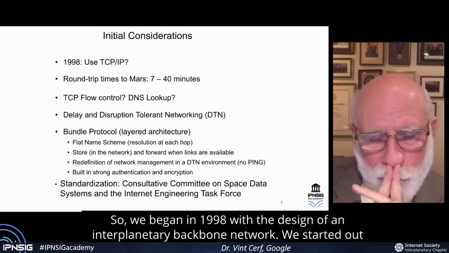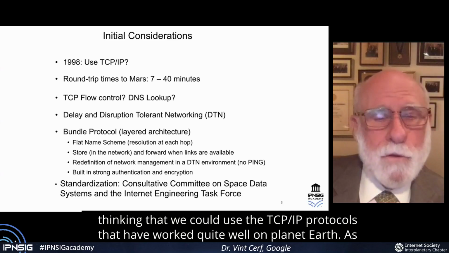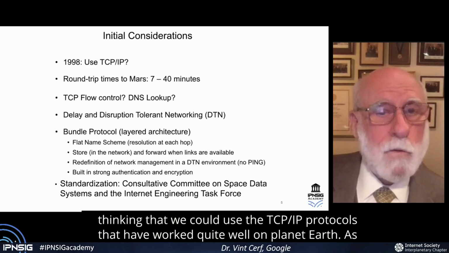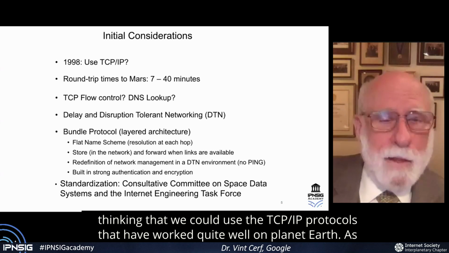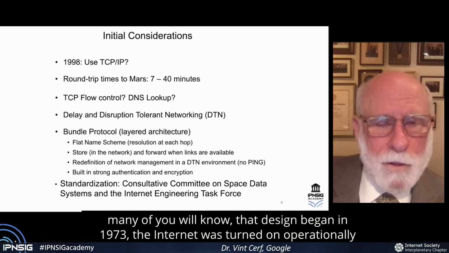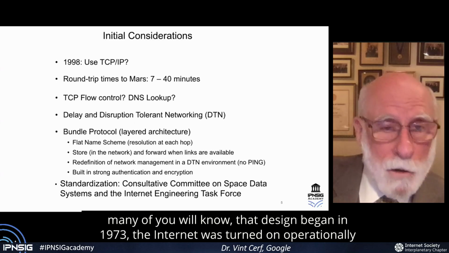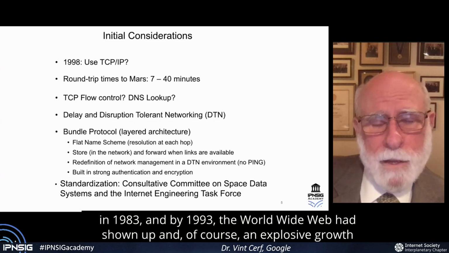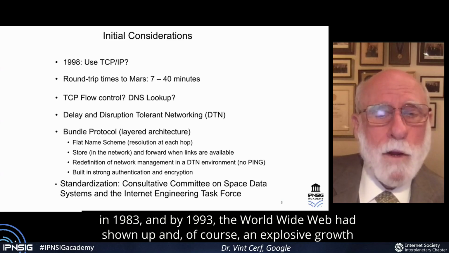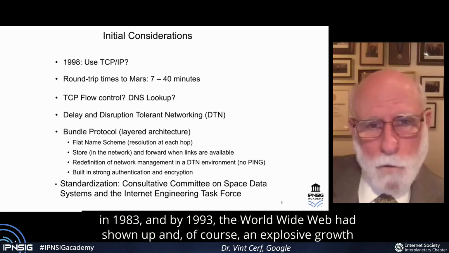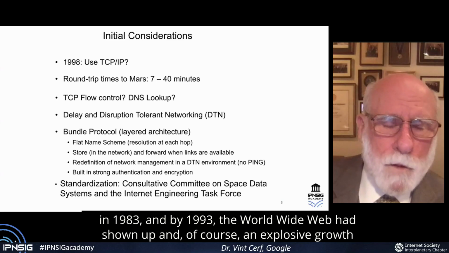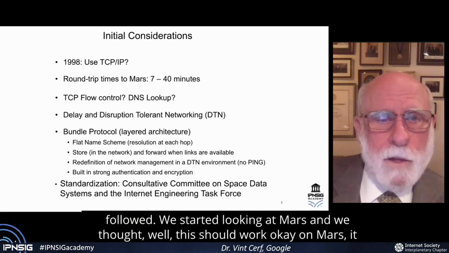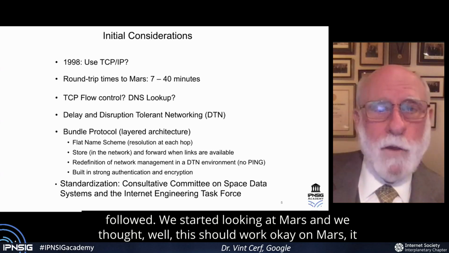We started out thinking that we could use the TCP/IP protocols that had worked quite well on planet Earth. As many of you will know, that design began in 1973. The internet was turned on operationally in 1983. And by 1993, the World Wide Web had shown up, and of course, an explosive growth followed. But we started looking at Mars, and we thought, well, this should work okay on Mars.